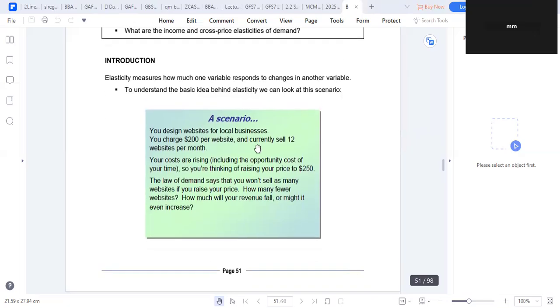To begin with, elasticity simply measures how much one variable responds to changes in another. So the basic idea here is we need to look at responsiveness. If you want to make bread and your neighbor is making fritters, how does the demand for your bread change if the price of fritters goes below yours? That's what elasticity is all about.